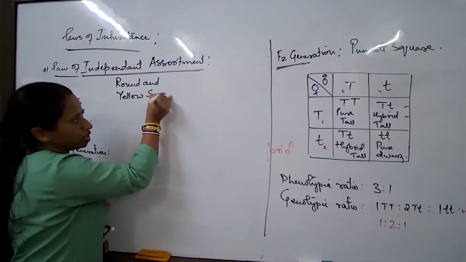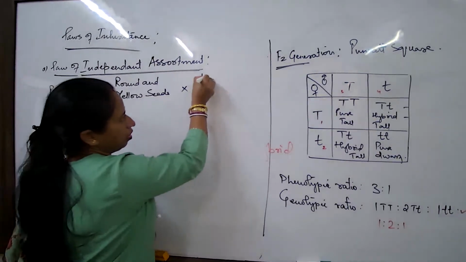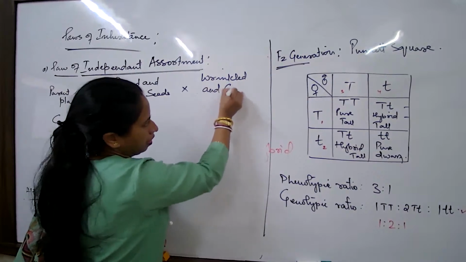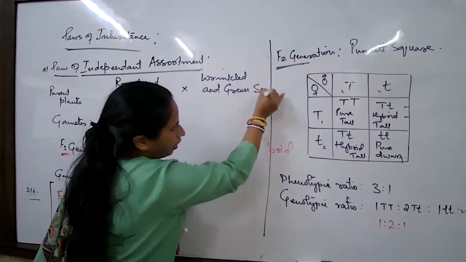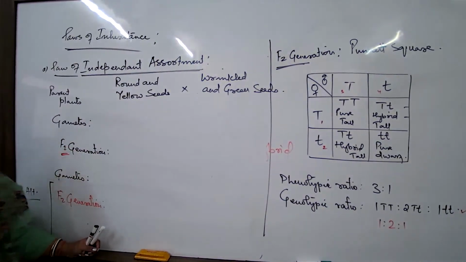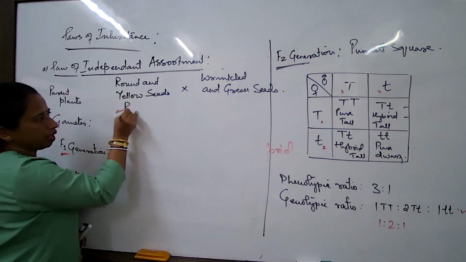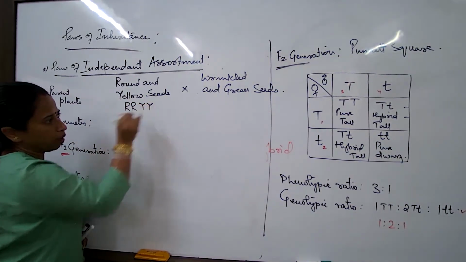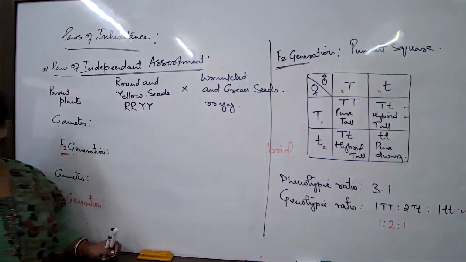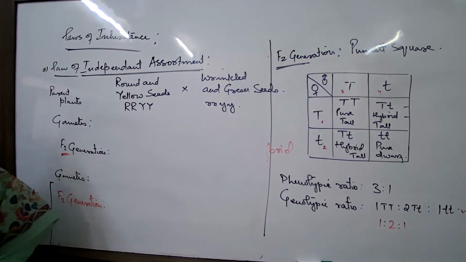Round and yellow seeds, crossed with just the contrast. What is the contrast? Wrinkled and green seeds. Round and yellow with wrinkled and green seeds. This is the phenotype. We'll have to write down the genotype now. How will we write down the genotype? Round, capital R, yellow, capital Y. Wrinkled, small r, green, small y. Correct? It's exactly the same thing, only that we are now talking about two pairs of traits.